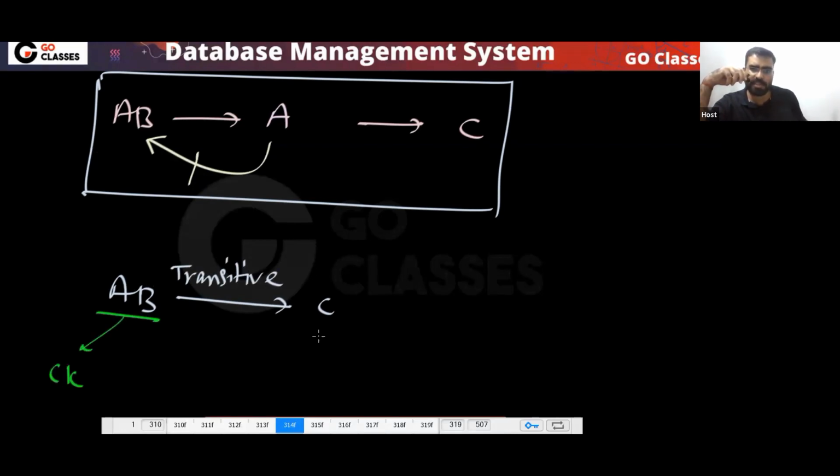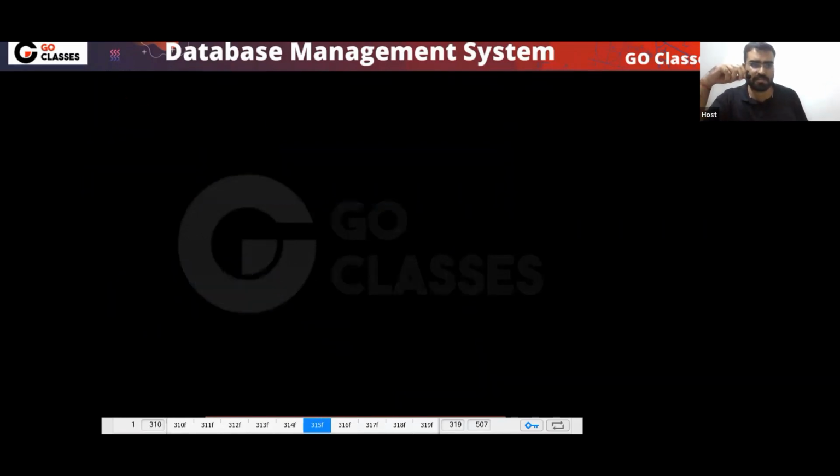This is your candidate key. This is your prime attribute, and it is transitively determined. So this is not a problem. A prime attribute can be transitively determined by a candidate key. That is fine. Yes or no?